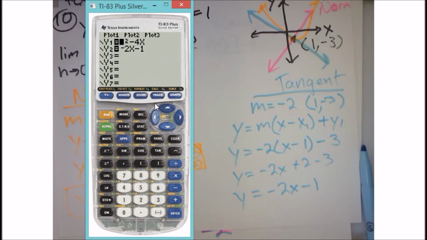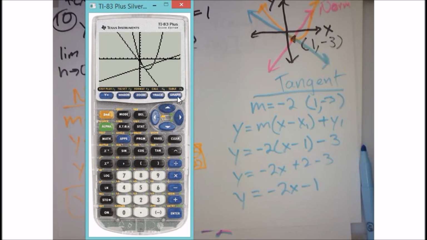So let's double check this. We are going to say 1 divided by 2 times x minus 7 divided by 2 and graph it. Now, it doesn't look like a 90-degree angle, but we know that it is. This is just because the window of the graph isn't perfectly square. But it does intersect, and it is a 90-degree angle.